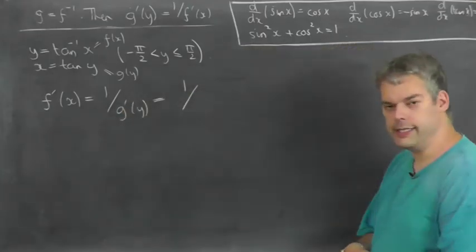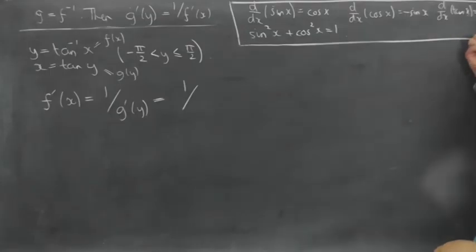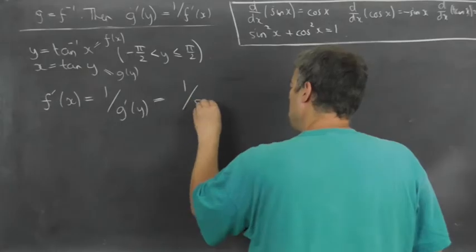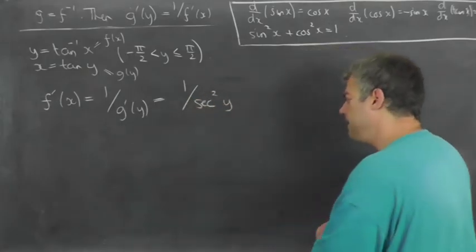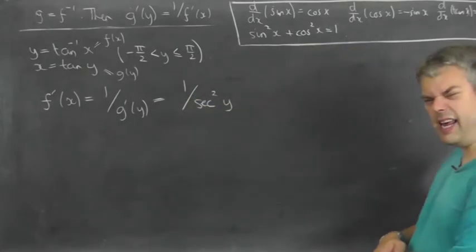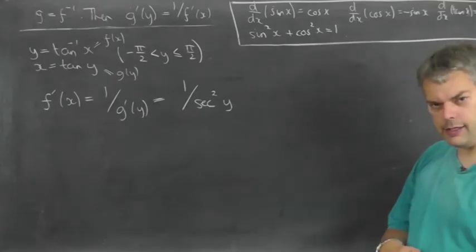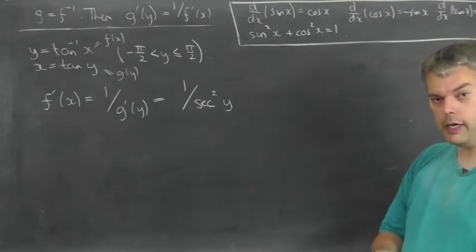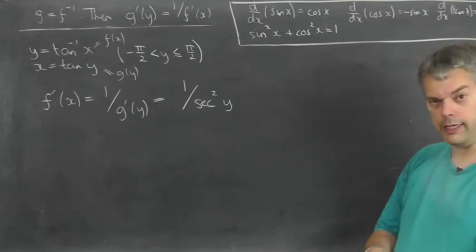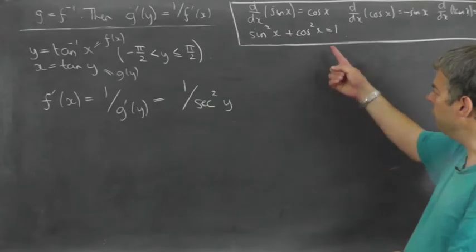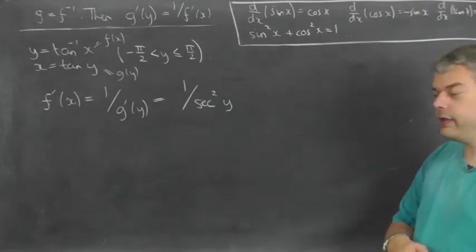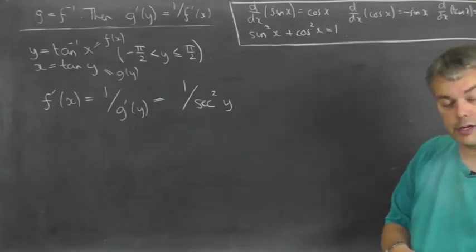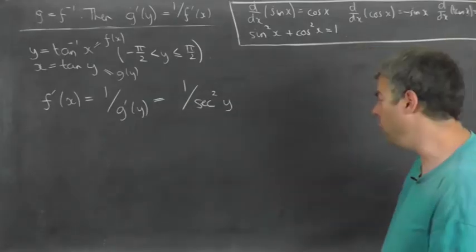Now g of y is tan y, and when we differentiate that, we're going to get sec squared of y. And again, we want to write this really in terms of x. So x is tan y. So we have to ask ourselves how tan y and sec y are related. We can use our formula here again. We just divide everything in the formula here by cos squared. Let's write it in terms of y, because that's what we're going to be using.